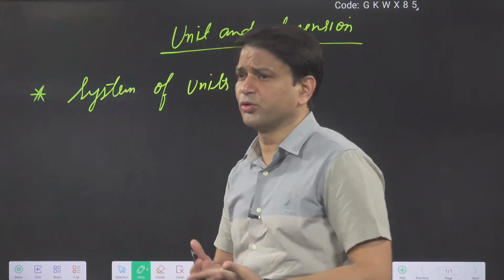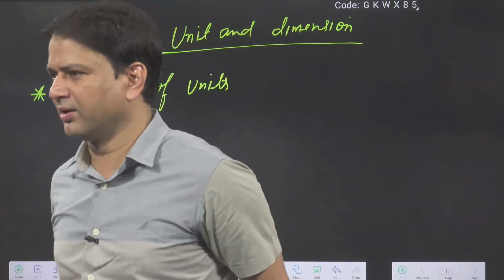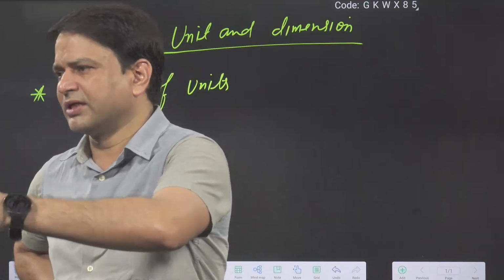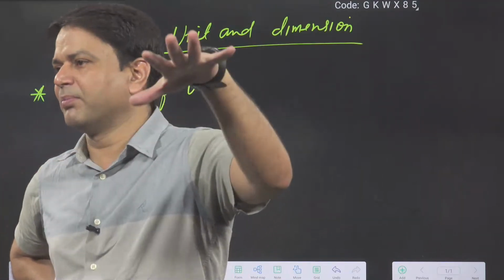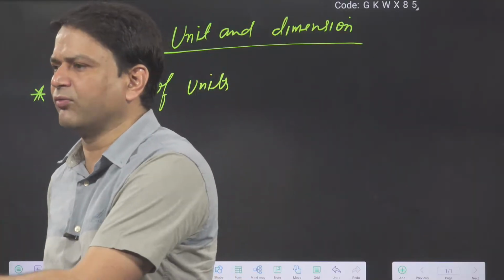Now, system of units. How many systems of units are we using in physics to represent the different quantities? Generally in our syllabus and our problems, we are using MKS and CGS. The third one is FPS.